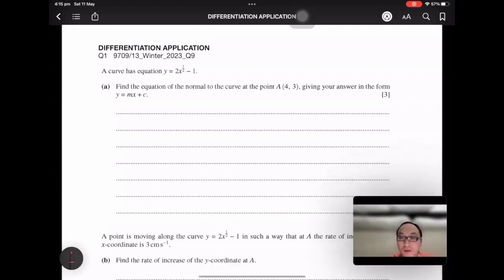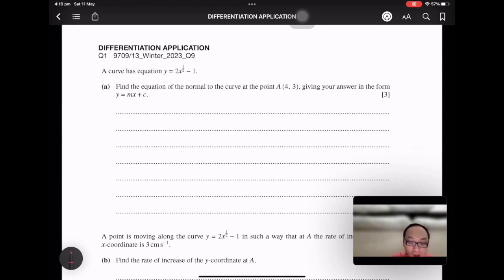Number 1. A curve has equation y equals 2x^(1/2) minus 1. Find the equation of the normal to the curve at the point A (4, 3). Give your answer in the form y equals mx plus c.